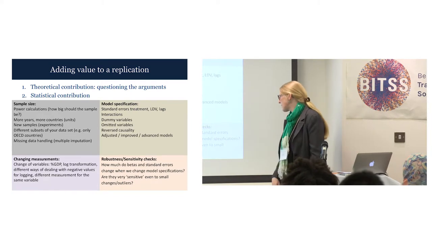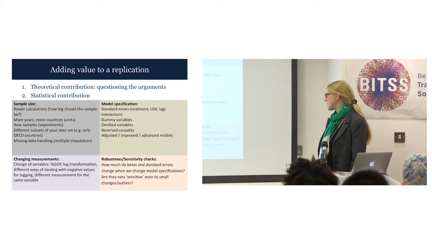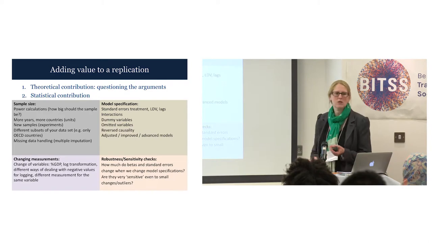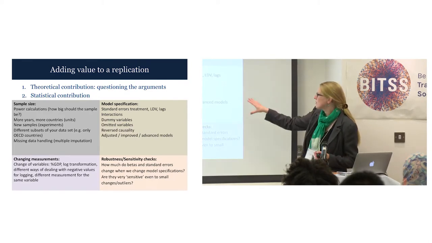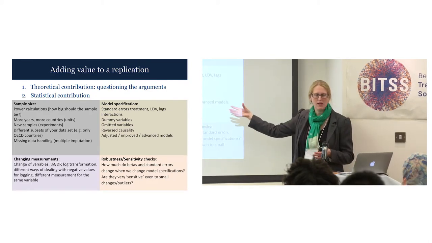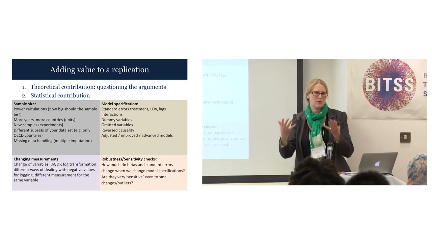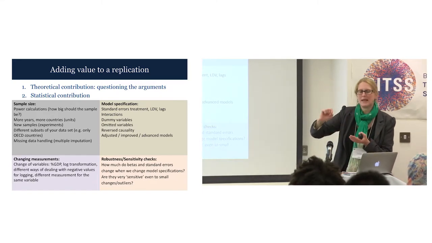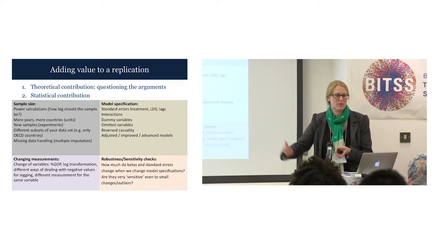Different robustness checks: how sensitive are the data to small changes? So this is just an overview of different things that my students have done to add value to their replication or to the duplication and to then get it published.